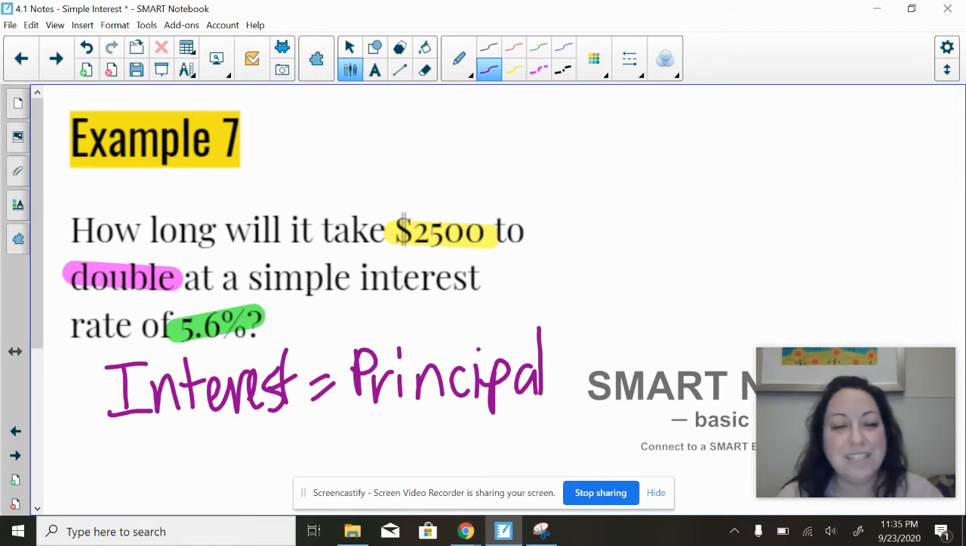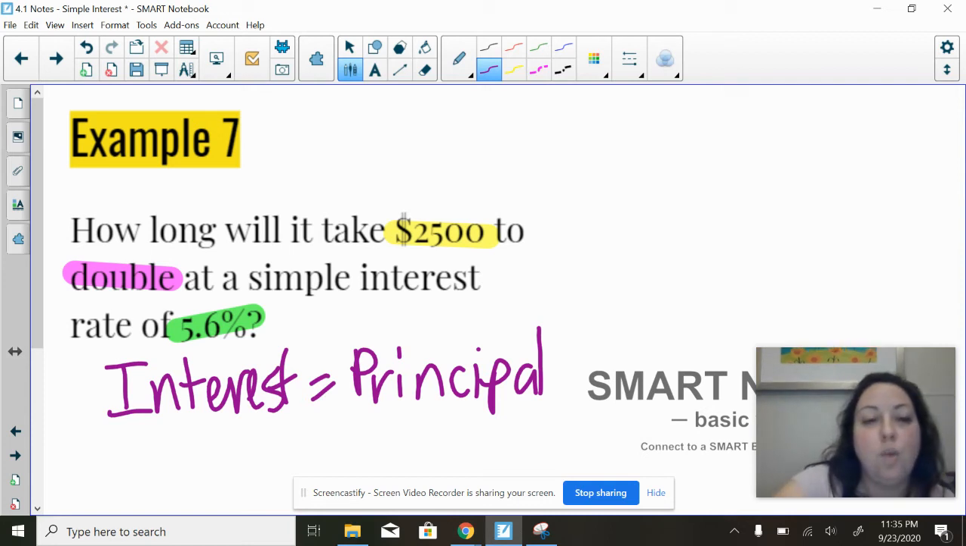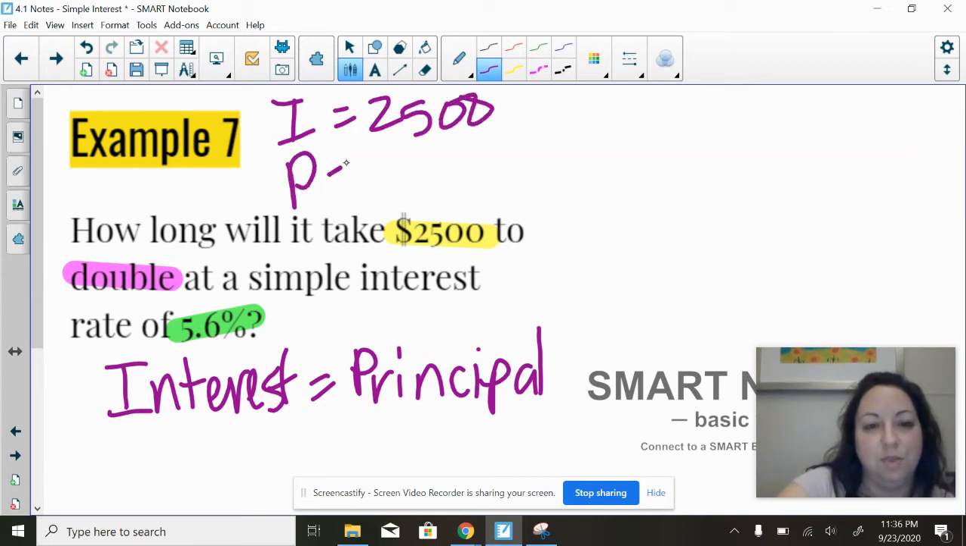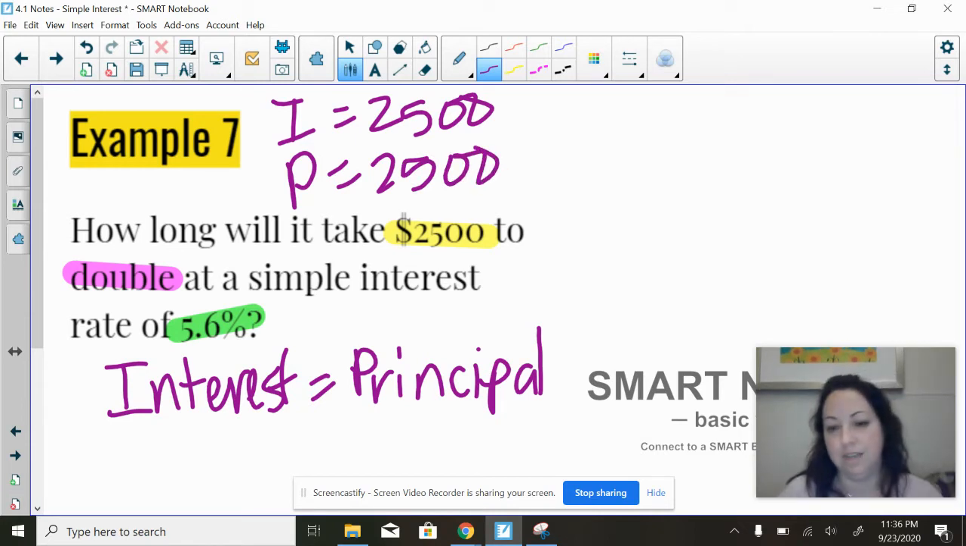And so when we see the word double, it means that the interest and the principal are the same amount. So even though they didn't give us any other information, we know that the interest is going to be 2,500 and we know that the principal is going to be 2,500. That's really what this comes down to.